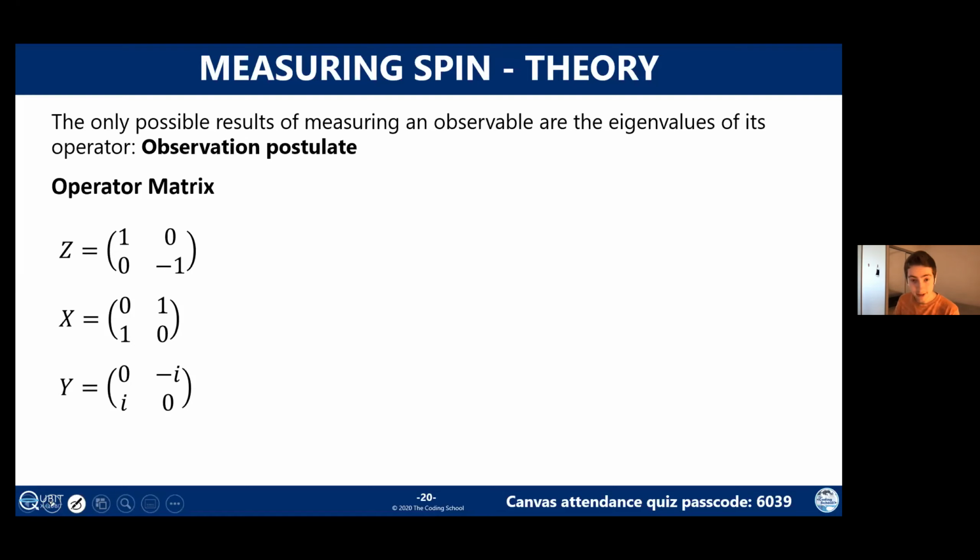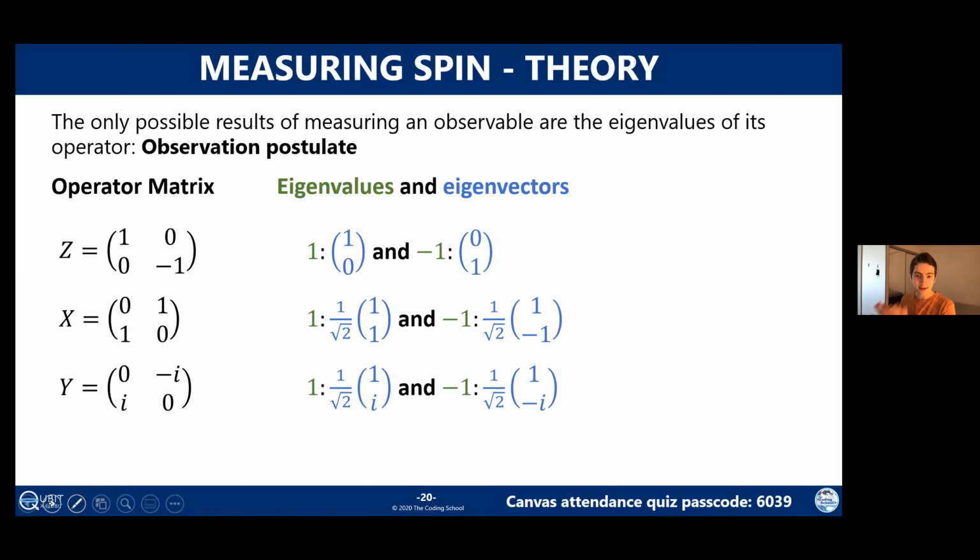Okay, so we learned about eigenvalues and eigenvectors last semester. If you need a review on that, you can definitely go back and watch one of those lectures. But I'll just throw down the answers here. Those are the eigenvalues and eigenvectors for these three operators. The eigenvalues are in green, the eigenvectors are in blue.